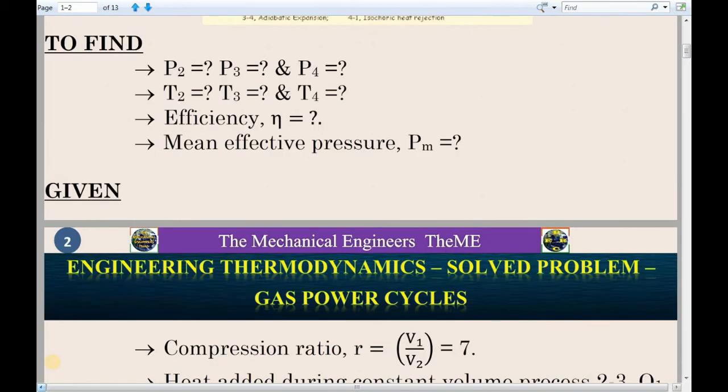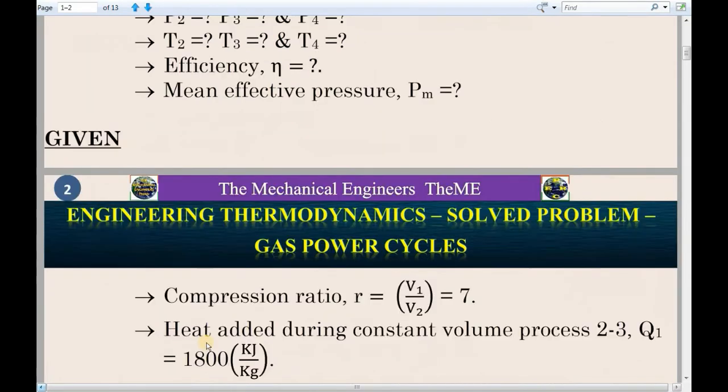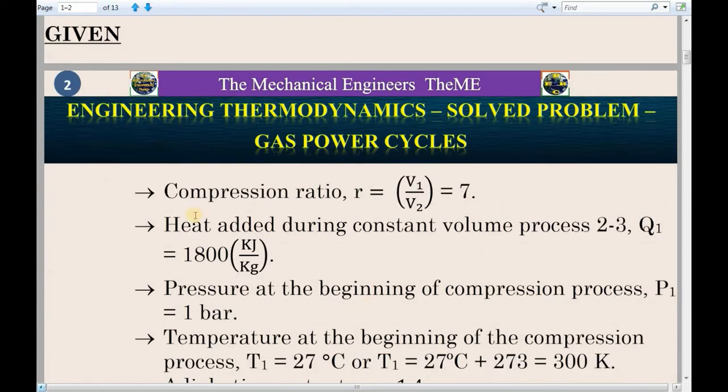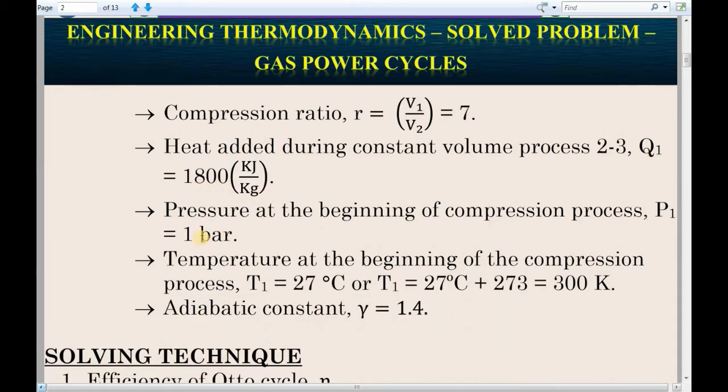Now I will list out the given conditions from the question. First, compression ratio of Otto cycle is 7 and it is taken as r. Second, heat added during constant volume process 2 to 3 is 1800 kJ per kg and it is taken as Q1. Third, pressure at the beginning of compression process is 1 bar and it is taken as P1. Fourth, temperature at the beginning of compression process is 27 degrees Celsius and it is taken as T1.